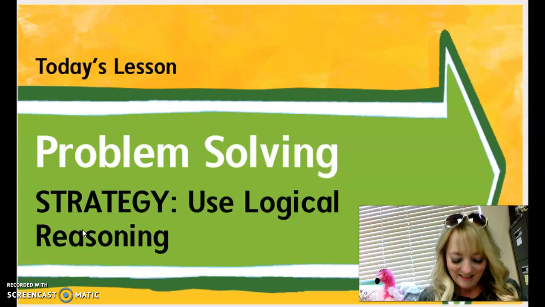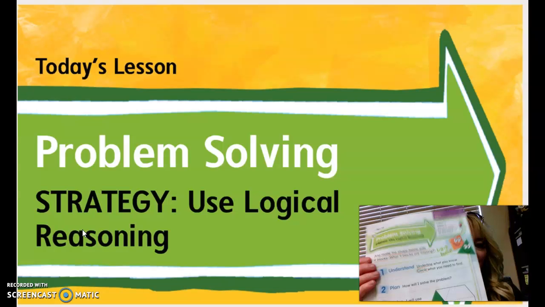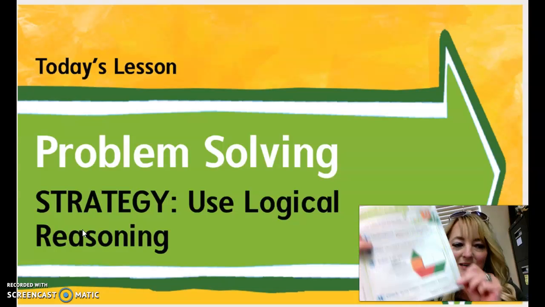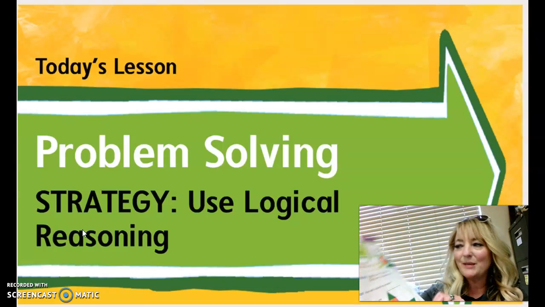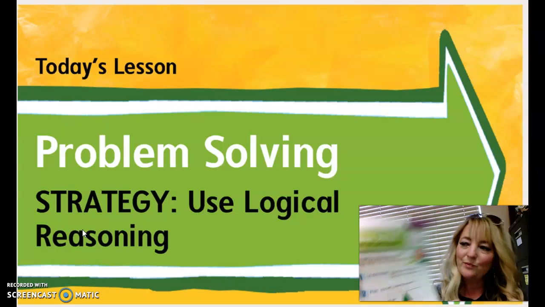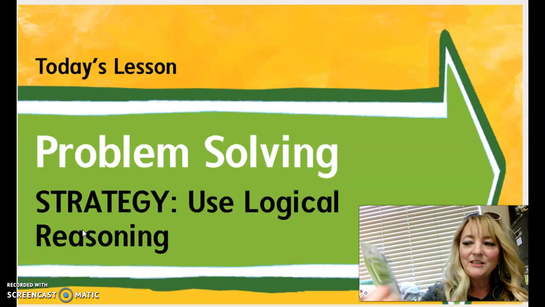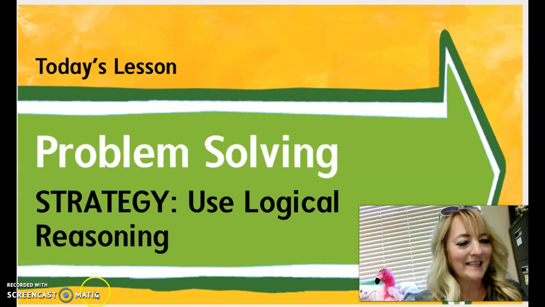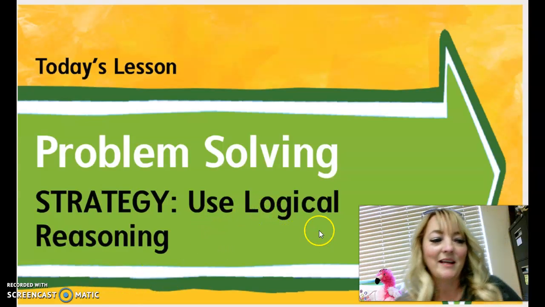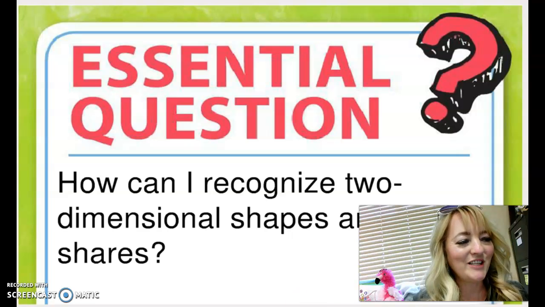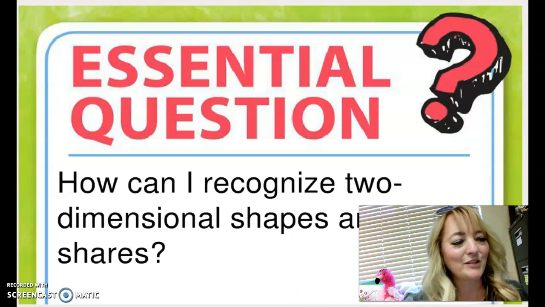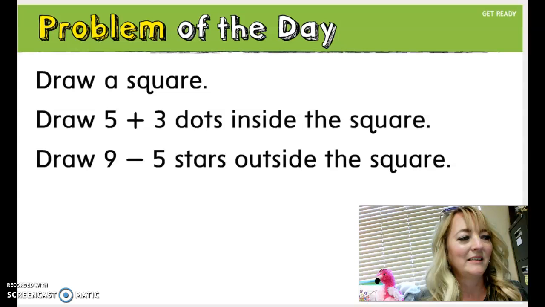Okay, today we're gonna do this lesson. It is chapter 9, lesson 7. It has some little shapes in the corner. It's problem solving: use logical reasoning. So if you can find that in your packet. And our question is, how can I recognize two-dimensional shapes and equal shares?